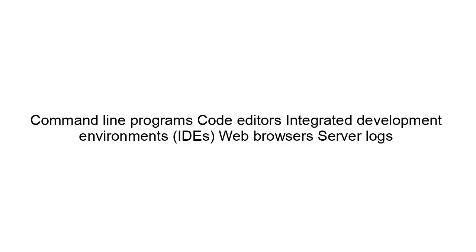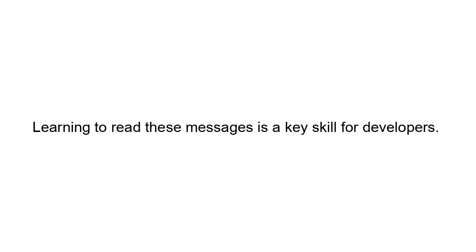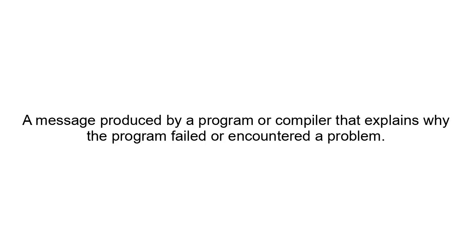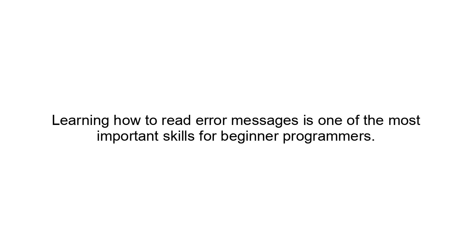Where error messages appear. Error messages appear in many programming environments, including command line programs, code editors, integrated development environments (IDEs), web browsers, and server logs. Learning to read these messages is a key skill for developers. Simple definition. Error message: a message produced by a program or compiler that explains why the program failed or encountered a problem.